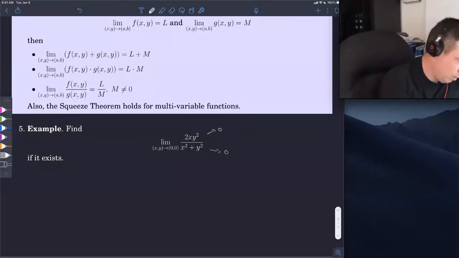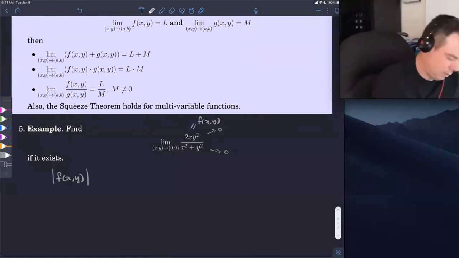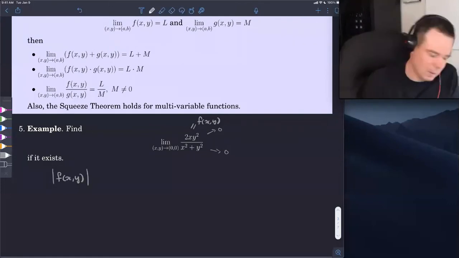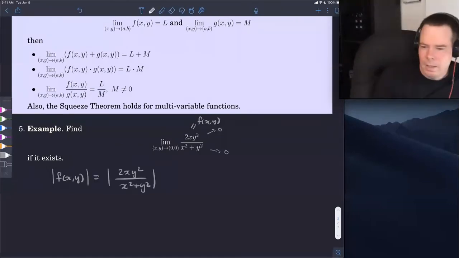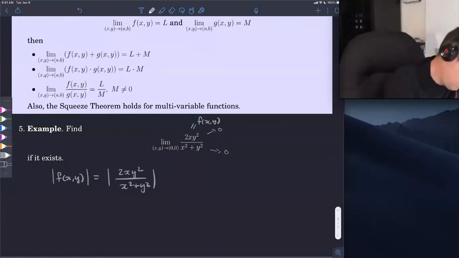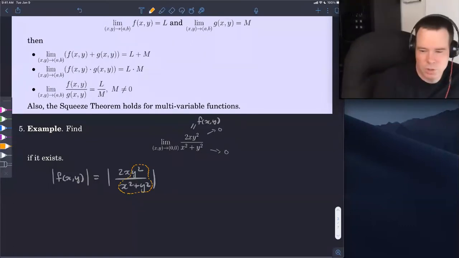So what I'm going to do, maybe I'll write it like this, we'll let this be f of x, y. And I'm going to look at how big this thing is. Let's just look at its magnitude. So that's the absolute value of 2xy squared over x squared plus y squared. And I'm going to try to pick it apart, much like we had in our epsilon delta definition. I can use some of the tools we used inside there.